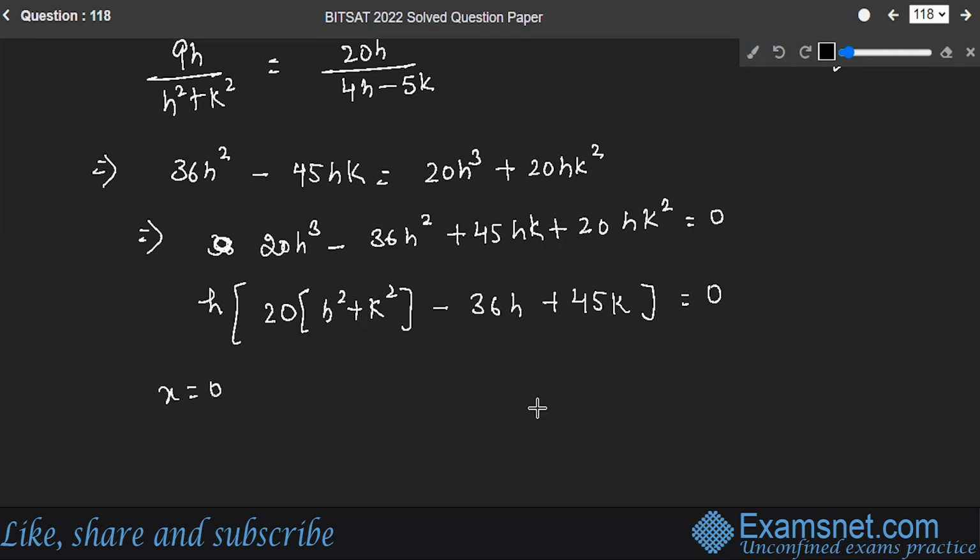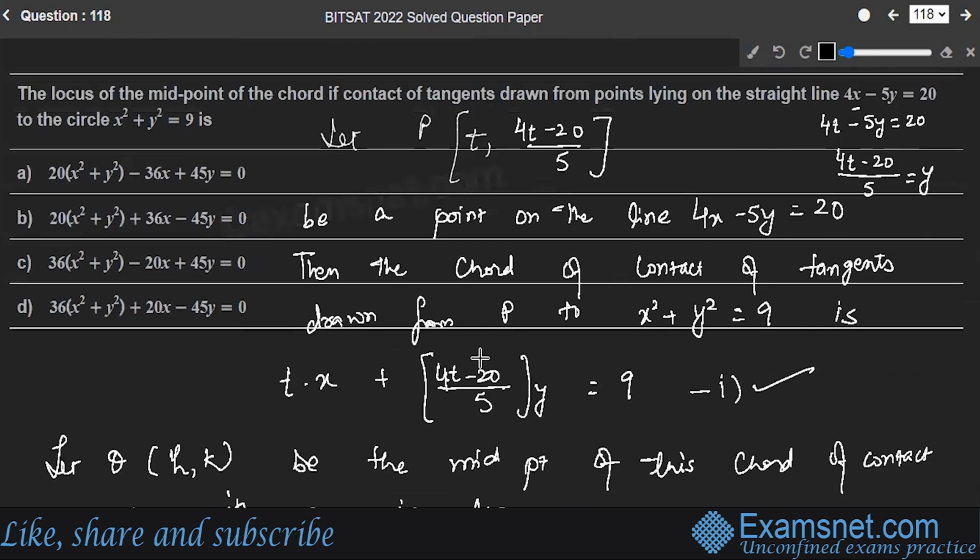So that means x is equal to 0, or 20 into (x square plus y square) minus 36x plus 45y is equal to 0. So these are the two possible answers. Let's check with the options. I don't have the first one, but I have the second one here. So we have option A as the right answer. Hope you understood that. Let's move to the next question now.